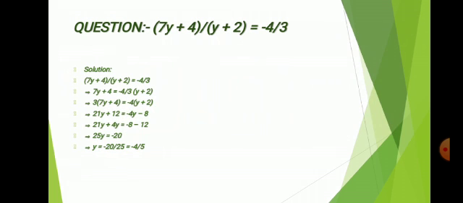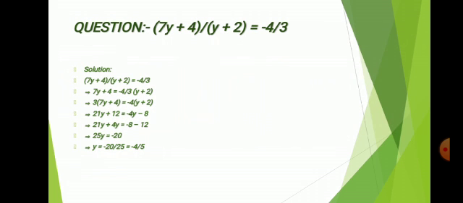Now the next question is (7y plus 4) upon (y plus 2) is equal to minus 4 upon 3. So what we will do? We will do again the cross multiplication method. 3 is multiplied by (7y plus 4) is equal to 4 multiplied by (y plus 2), where the whole bracket is multiplied by 3.